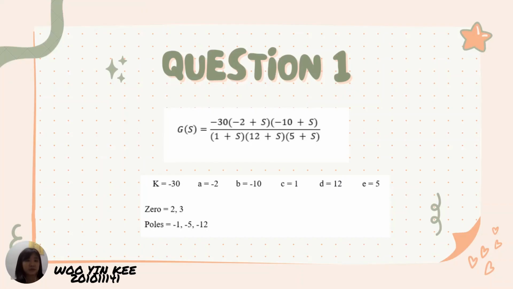According to question 1, a transfer function was built. The numerator of this transfer function is negative 30 times (negative 2 plus s) times (negative 10 plus s), while the denominator is (1 plus s) times (12 plus s) times (5 plus s). This transfer function consists of one k value, two zeros and three poles. The k value for this transfer function is negative 30, a is equal to negative 2, b is negative 10, and so on.